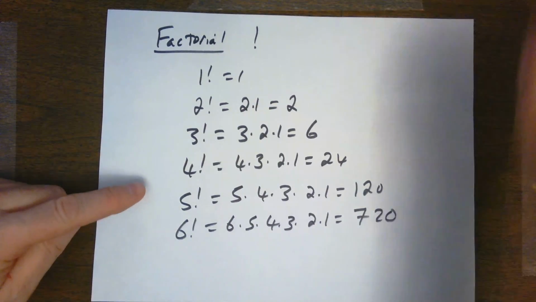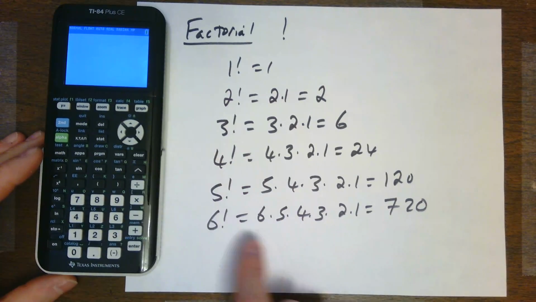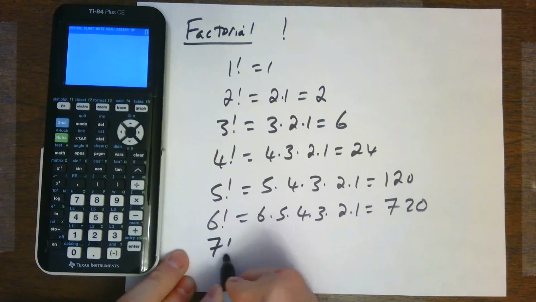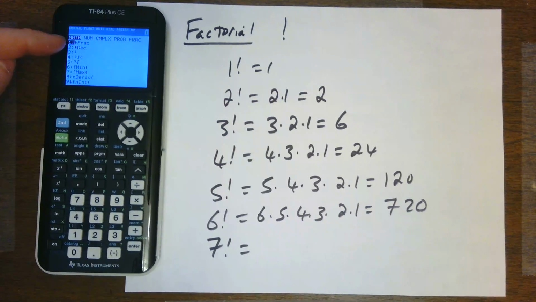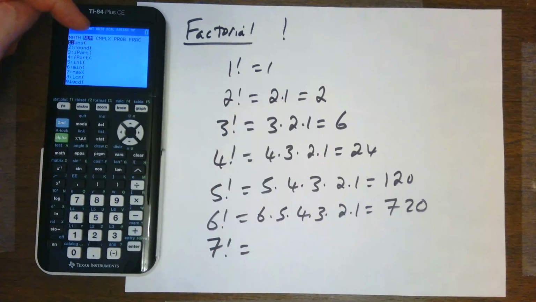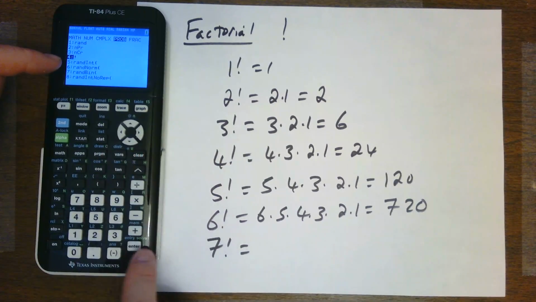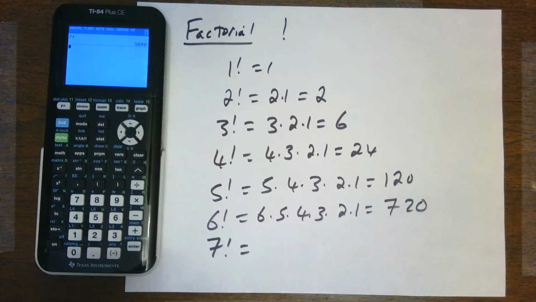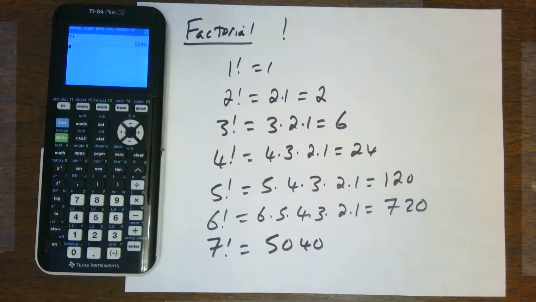Your calculator actually has a factorial button on it. Let me show you. On the calculator, if I wanted to do 7 factorial, I'm going to type in 7, and then go to Math. I'm going to go over to probability, PRB. It's under probability. Yep, there it is, number 4 under probability. Exclamation point. So 7 factorial is 5,040. The calculator will do factorials for you.